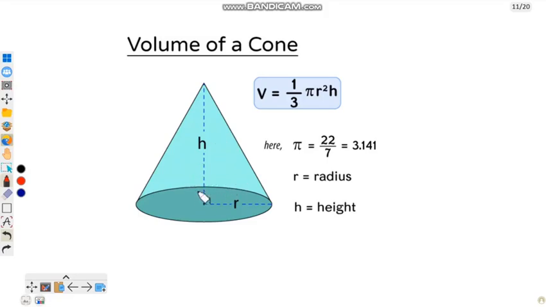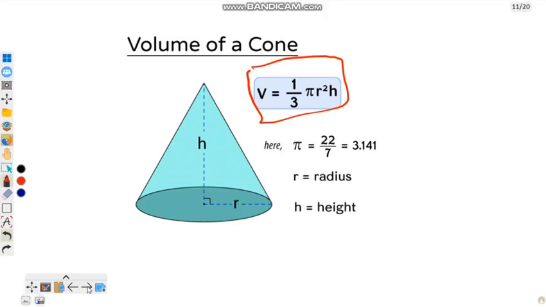When you look at this cone, the circular base here is a circle, and we have the perpendicular height here. So the formula will be volume is equal to 1/3 pi r squared h. So this will be our formula, and you really need to take note of it. Very important. Here the value of pi can either be 22/7 or 3.14, and then we can round off the answer to 2 decimal places. r is the radius, h is the height.